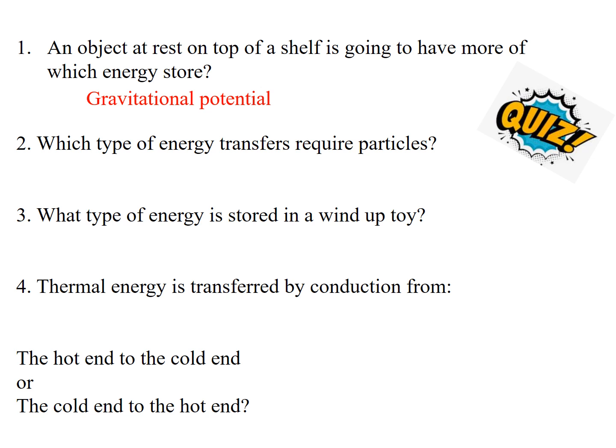More gravitational potential energy. Conduction and convection require particles to transfer thermal energy. The type of energy stored in a wind-up toy, you have to think about what is being wound up, and it will have elastic potential energy. Thermal energy is transferred by conduction from the hot end to the cold end. Remember, energy always goes from high energy to low energy until equilibrium is reached.